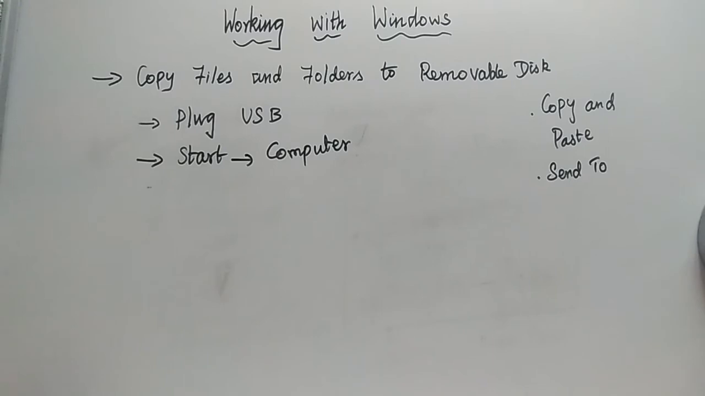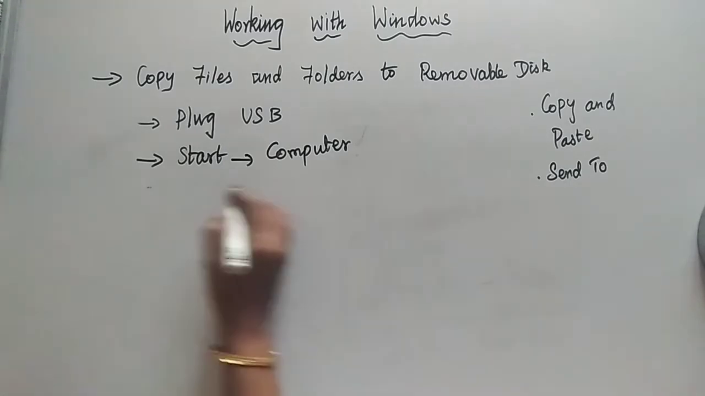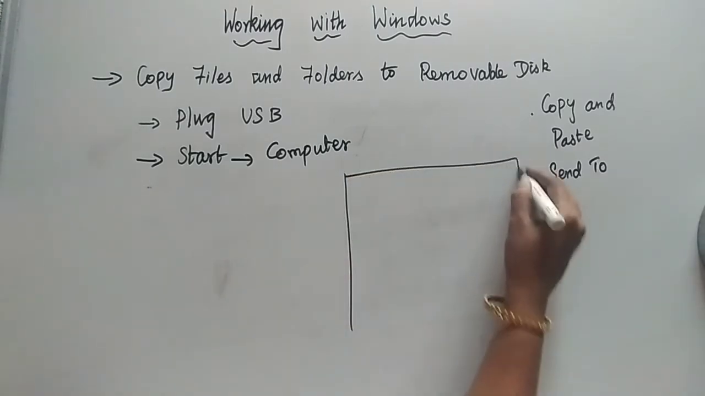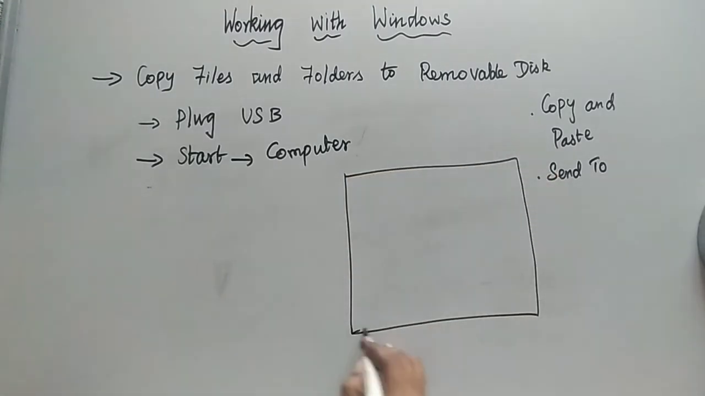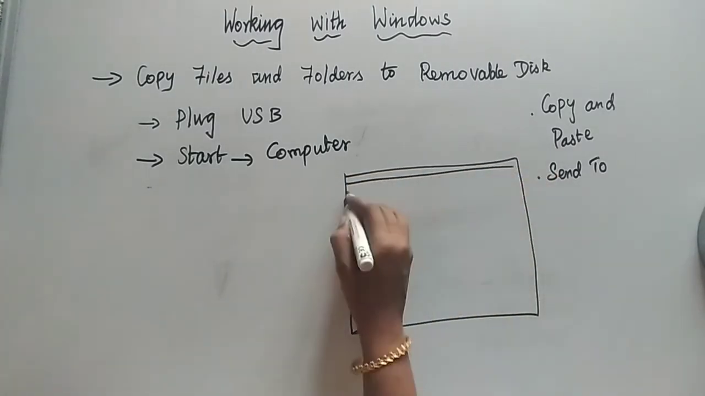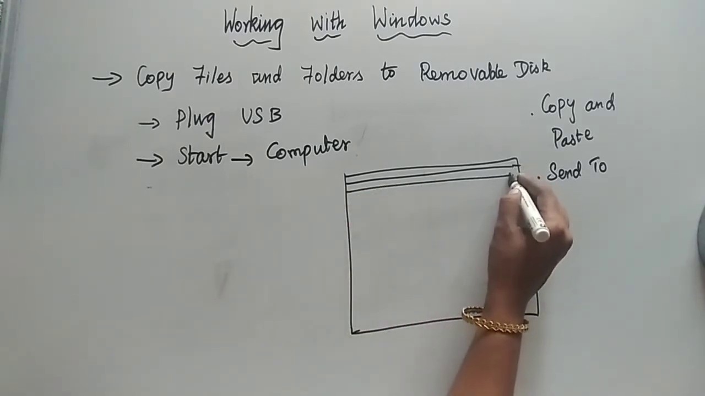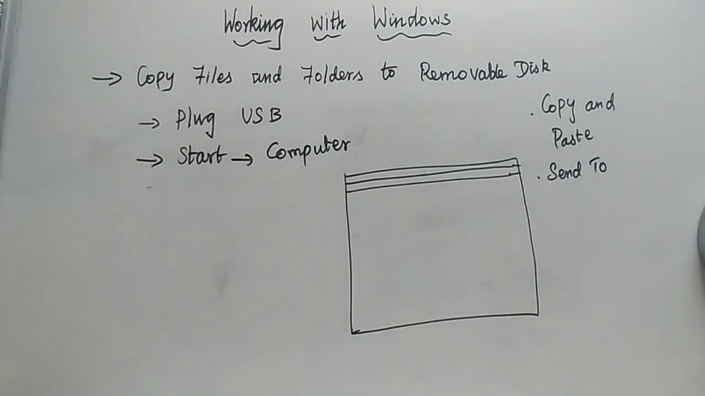A dialog box or a screen will be displayed for you. You can have a screen like this. Here you will have a title bar, a menu bar, and all of that by default. I will not tell you that each and every time, okay, ma'am.